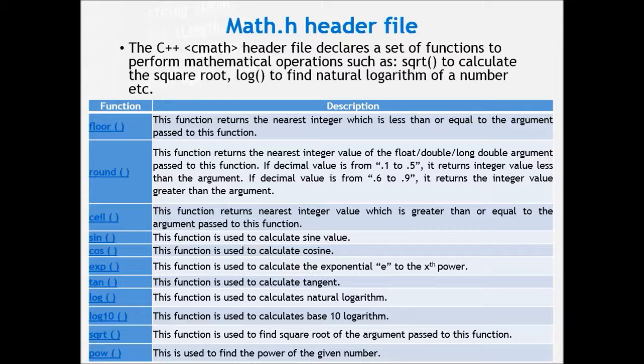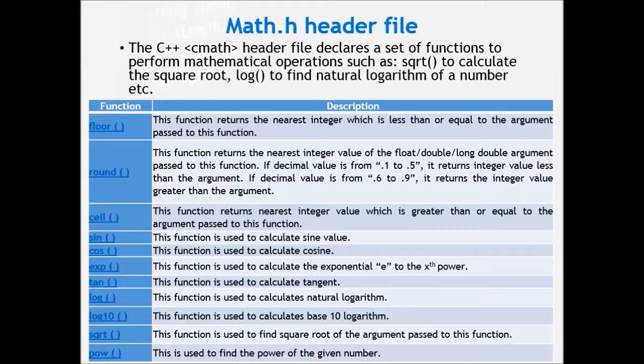ceil. The ceil function rounds a float or double value up to the next integer and returns it. floor. The floor function rounds a float or double value down to an integer and returns it. The rounded value is not greater than the original value.